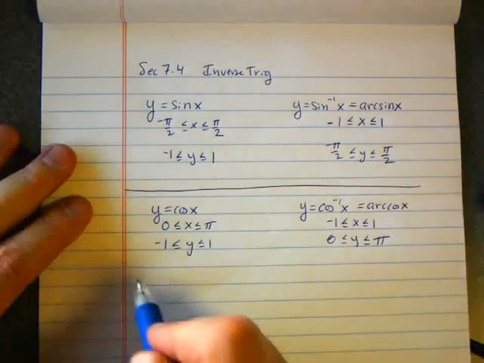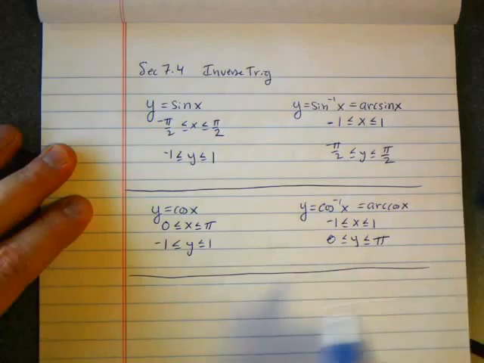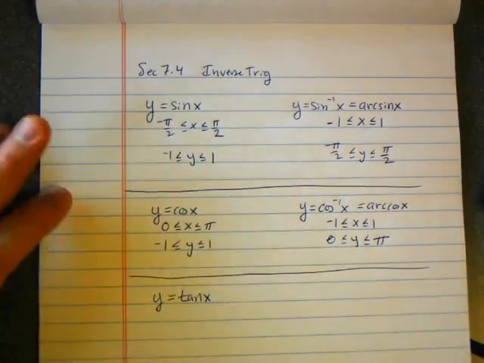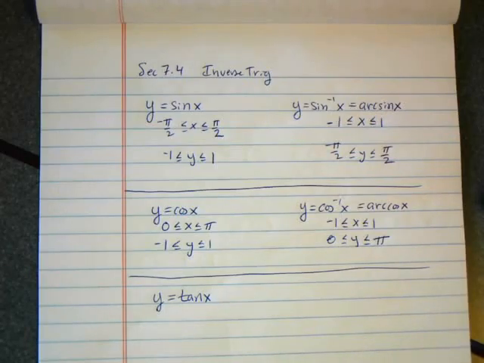All right, we didn't talk about this one yesterday, but we're going to talk about it today. What about the tangent function? Is the tangent function a one-to-one function? No. For example, there's a graph of the tangent function, and it is certainly not one-to-one. It does not pass the horizontal line test. How are we going to limit the domain for tangent?